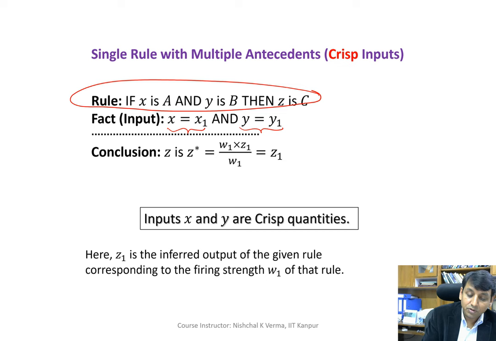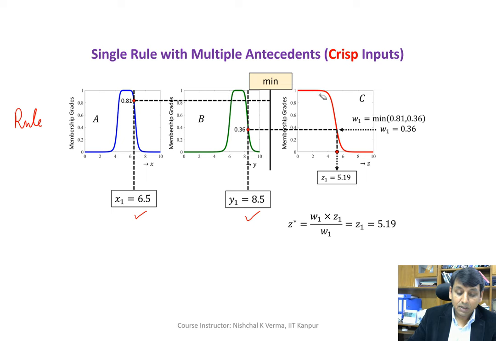So this rule is actually known. When the rule is known, we can say the model is known. All the parameters of this rule are known, meaning A is known, B is known, C is known. Corresponding to this x1, we have the membership value 0.81, which is called the weight here. So let's say W11, this is the first rule.